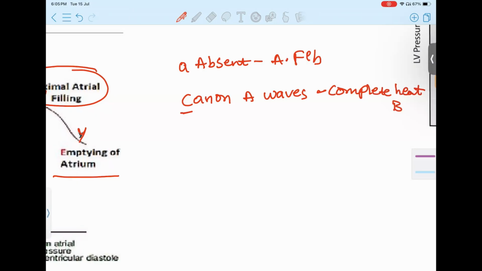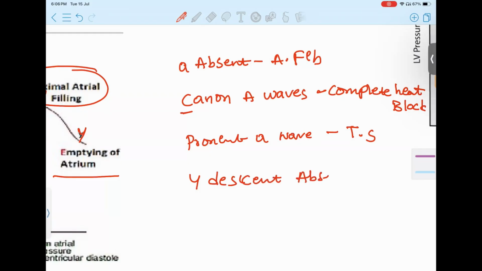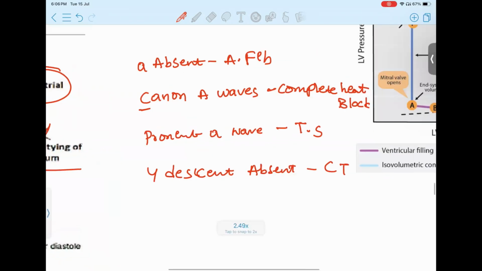Okay, complete heart block, it is C. And next, coming to the prominent A waves. Prominent A waves are seen in tricuspid stenosis. And the Y descent is absent. If the Y descent is absent, that is seen in cardiac tamponade. This pathology is also very, very important.